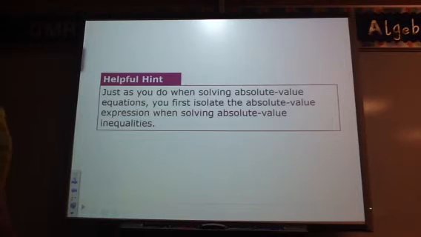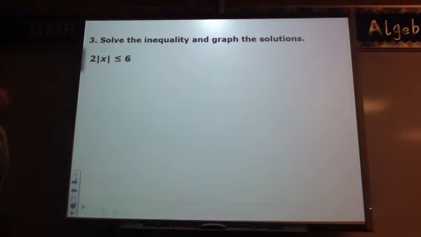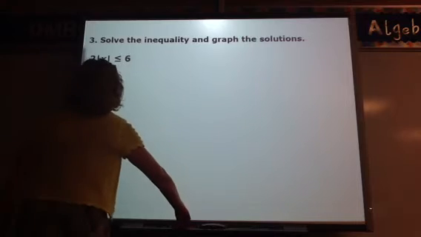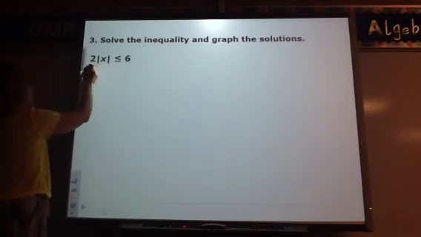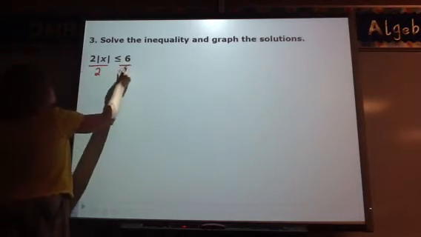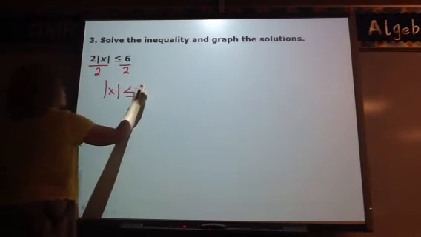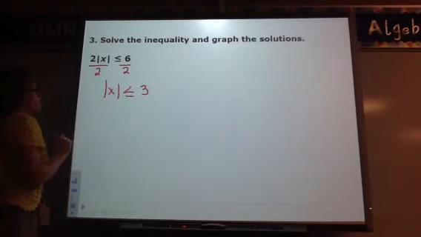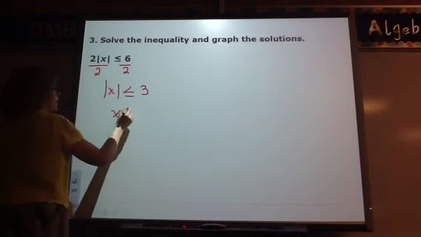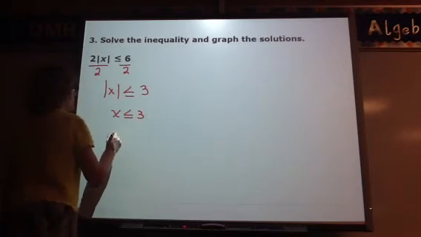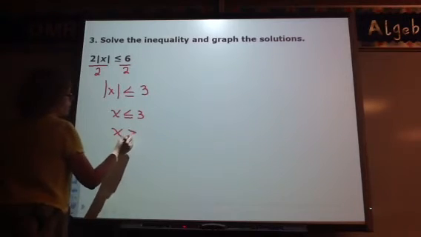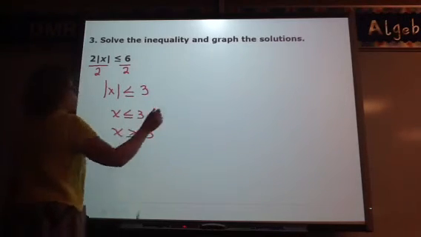Okay, just a little helpful hint. Just as you do when solving absolute value equations, you first isolate the absolute value expression when solving absolute value inequalities. All right, on this one, we need to isolate our absolute value symbol by dividing by 2. So I have the absolute value of x is less than or equal to 3. Okay, so I have x is less than or equal to 3, and I have x is greater than or equal to negative 3. Remember when we graphed that?